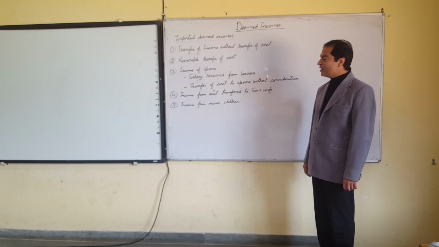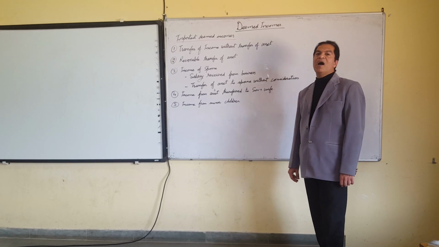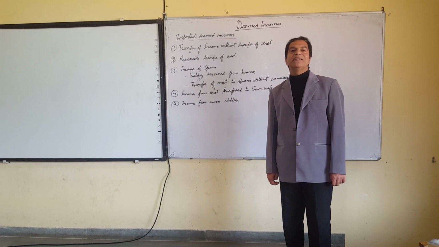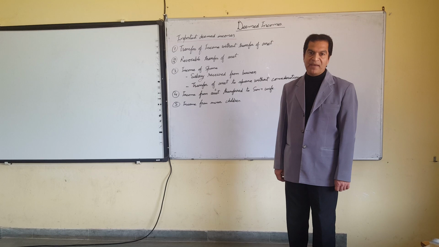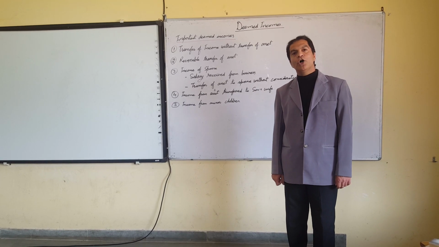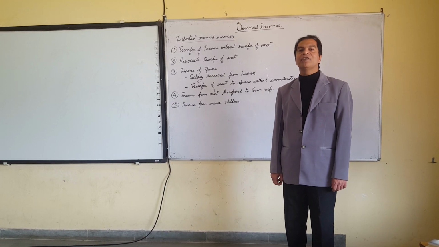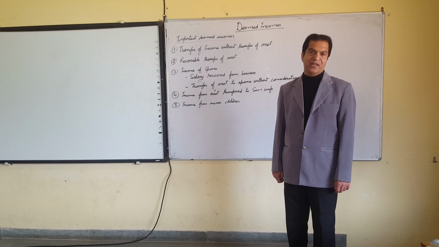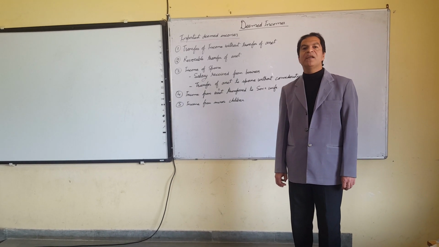Income from minor children, if minor children are earning some income, then that will be included in their parents, that means father or mother's income, whose total income is higher. That's why that is a deemed income for parents.